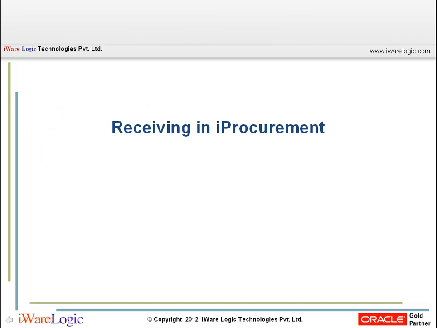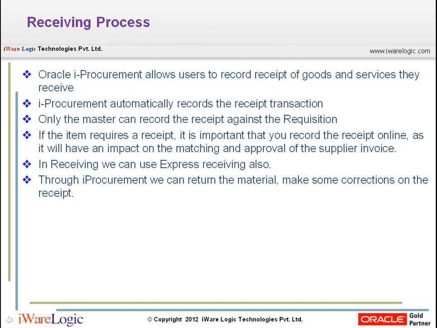Now let us discuss receiving in iProcurement. Oracle iProcurement allows the user to record the receipt of goods and services they receive. iProcurement automatically records the receipt transactions. Only the requester can record the receipt against the requisition. If the item requires a receipt, it is important that you record the receipt online, as it will have an impact on the matching and approval of the supplier invoices. And in receiving, we can also use express receiving, and through iProcurement we can return the material and make some corrections on the receipts.